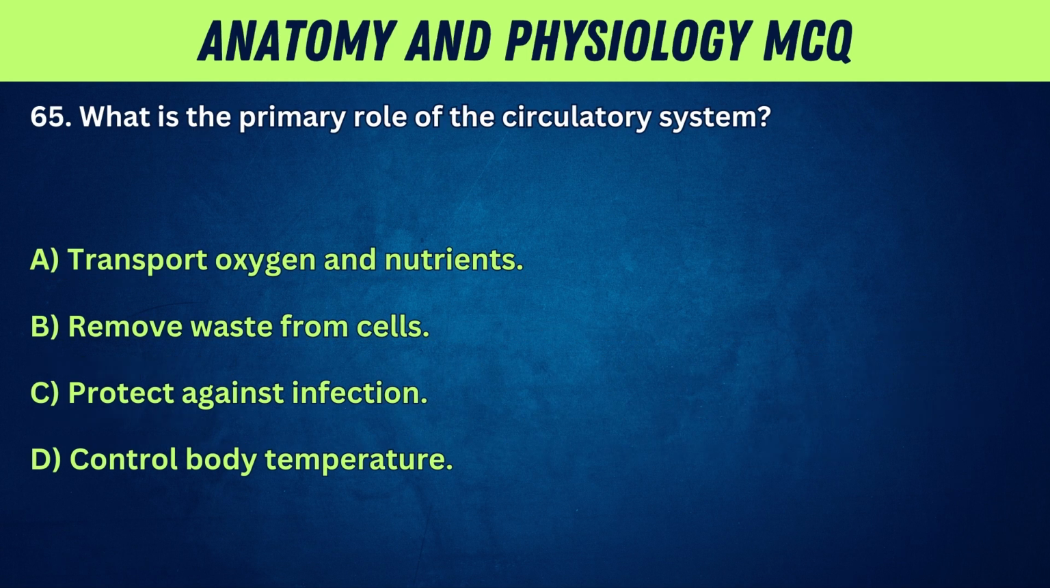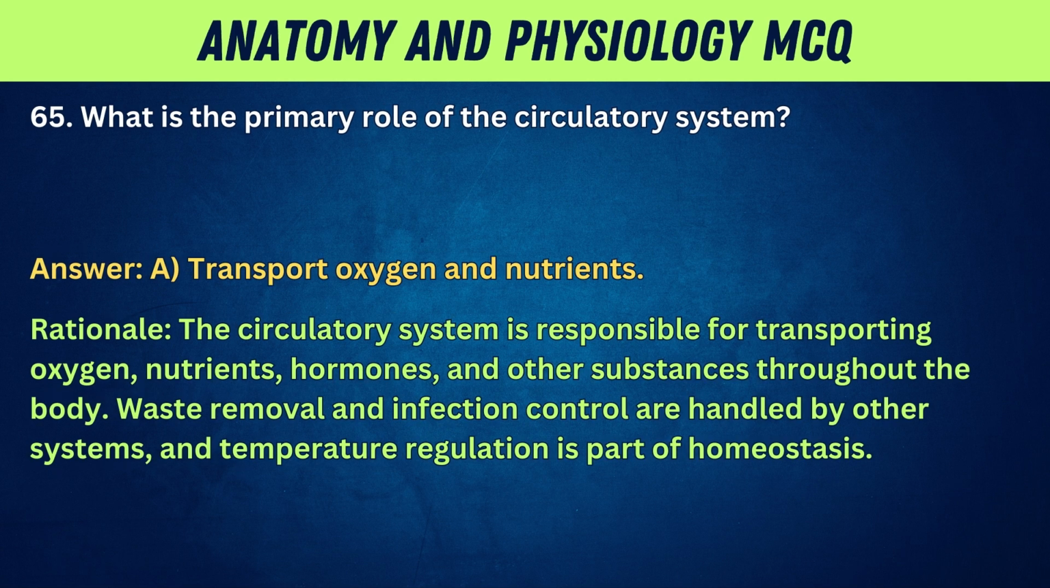65. What is the primary role of the circulatory system? A. Transport oxygen and nutrients. B. Remove waste from cells. C. Protect against infection. D. Control body temperature. Answer: A. Transport oxygen and nutrients. Rationale: the circulatory system is responsible for transporting oxygen, nutrients, hormones, and other substances throughout the body. Waste removal and infection control are handled by other systems, and temperature regulation is part of homeostasis.